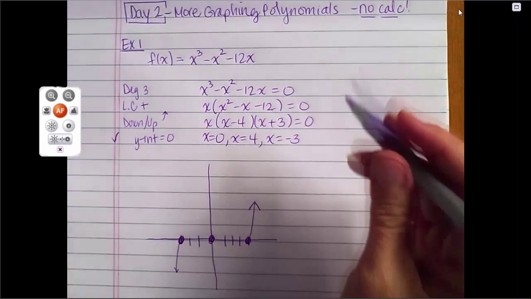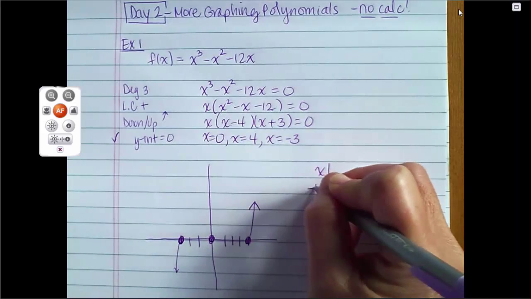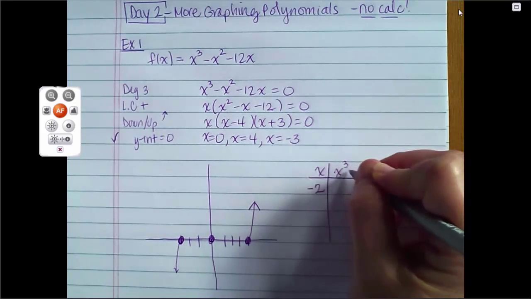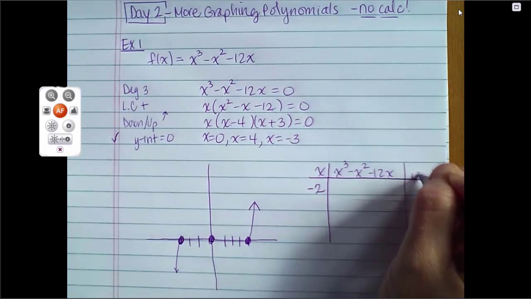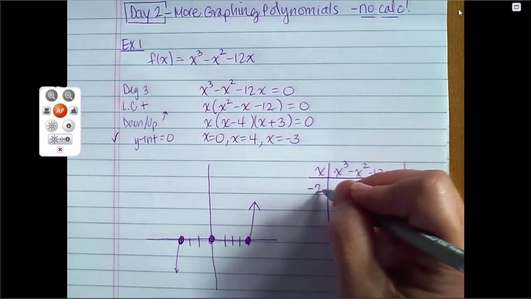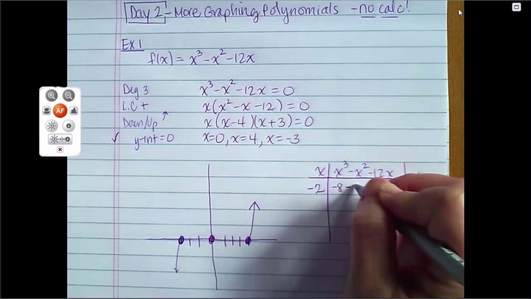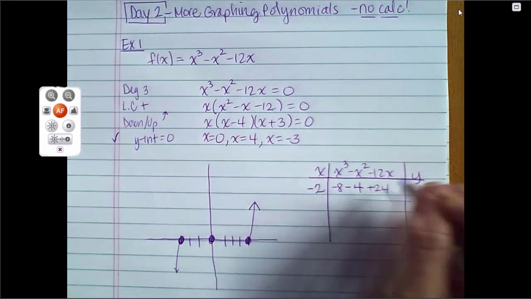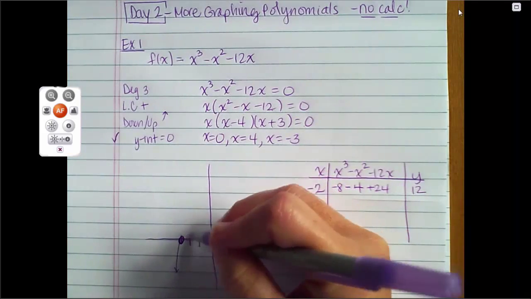So for this one, I might look at x equals negative 1, and maybe x equals negative 2. And we'll plug it into our function x cubed minus x squared minus 12x to find its y value. Negative 2 cubed is negative 8, minus x squared is 4, minus 12 times negative 2 is plus 24. Add those up and I get 12. So negative 2, 12 is a point on my graph.